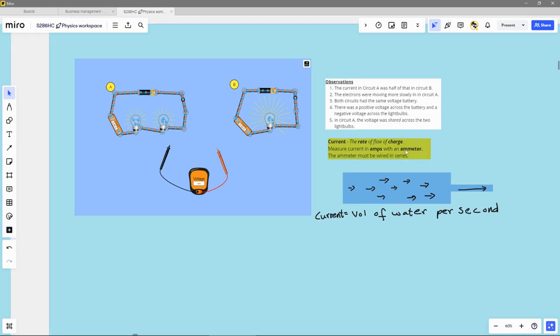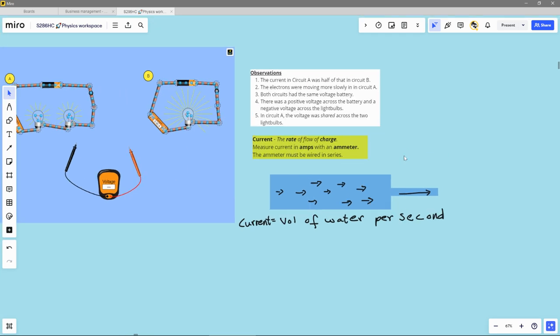Now, another thing we can say here is, because it's the rate of flow of charge, the amount of charge per second, you can actually work it out using a formula. So current is equal to the amount of charge passing by a point divided by the amount of time.